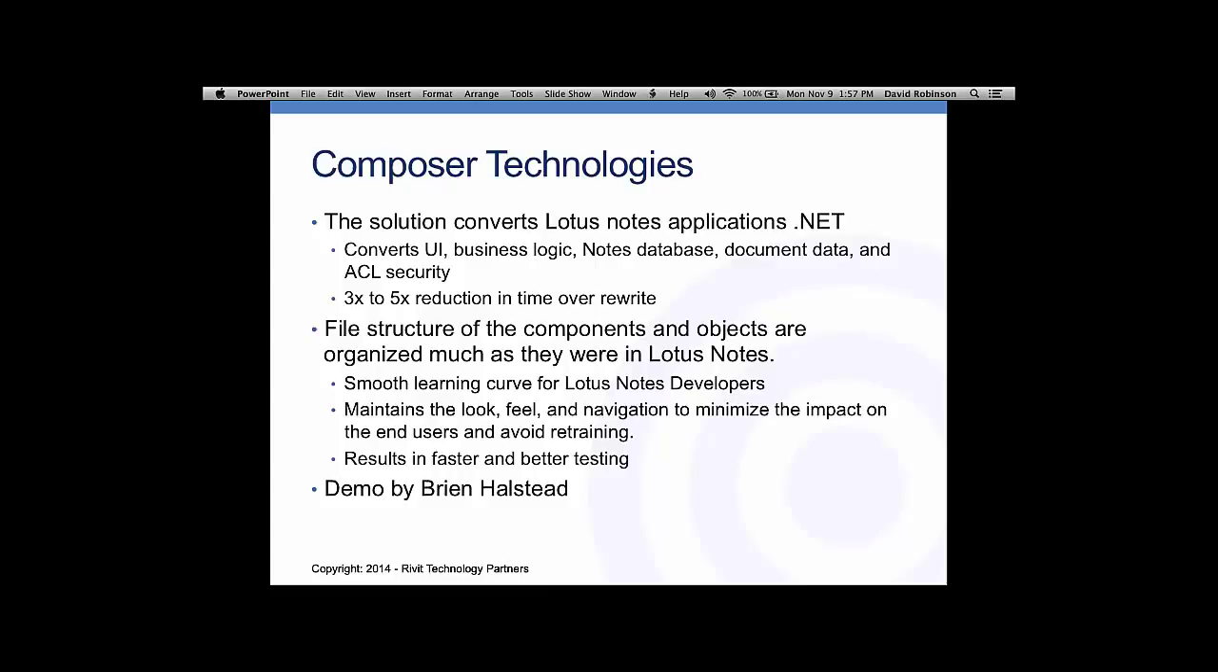Coming back to a point I'd made earlier, one of the key considerations for .NET for us was making sure that there was a great utility available in the marketplace that allowed us to do as much automation during this migration process as possible. And we've been able to do that with Dagis and with their Composer technology solution. The Composer technology solution converts the Lotus Notes applications to .NET. It converts the UI, the business logic, the Notes database, the document data, and the ACL security as well.